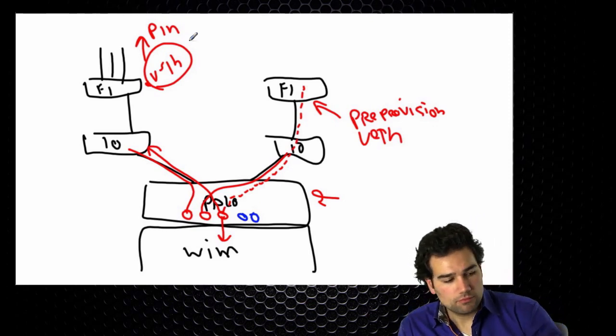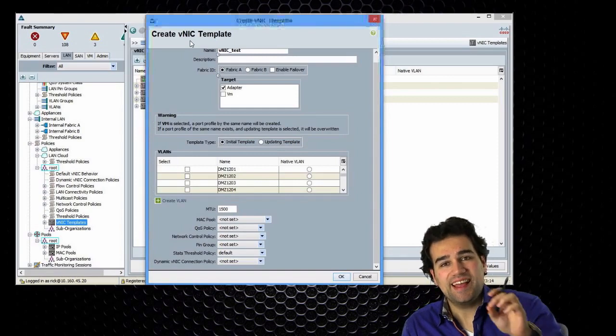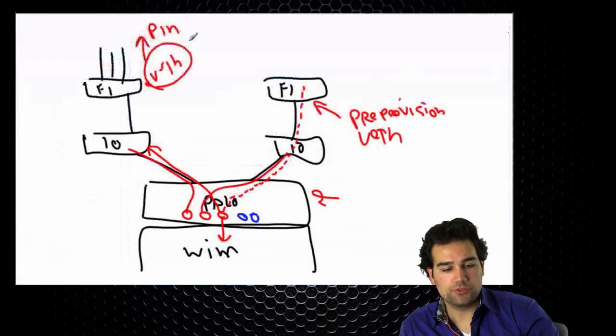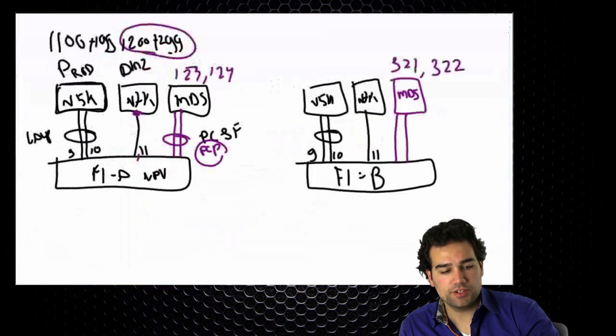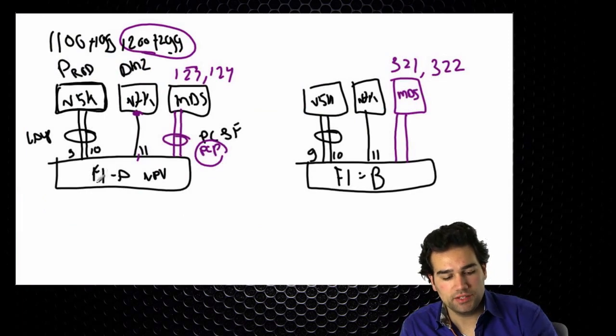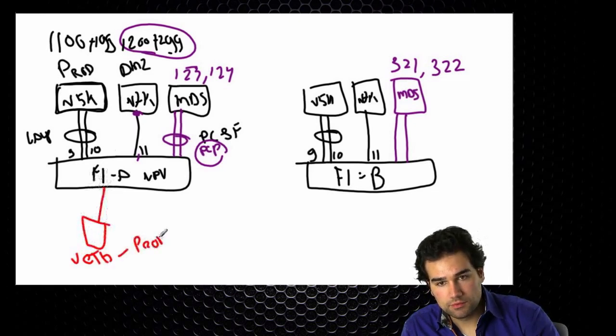So going back, if I select a production and a DMZ VLAN here, but going back to our drawing, what if I select a production and a DMZ VLAN on any given virtual Ethernet interface? So we have that vEthernet interface. It has allowed production and DMZ.